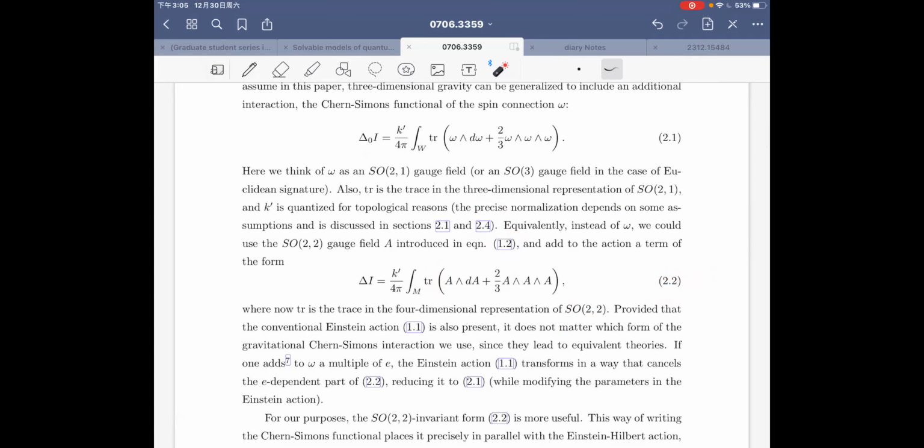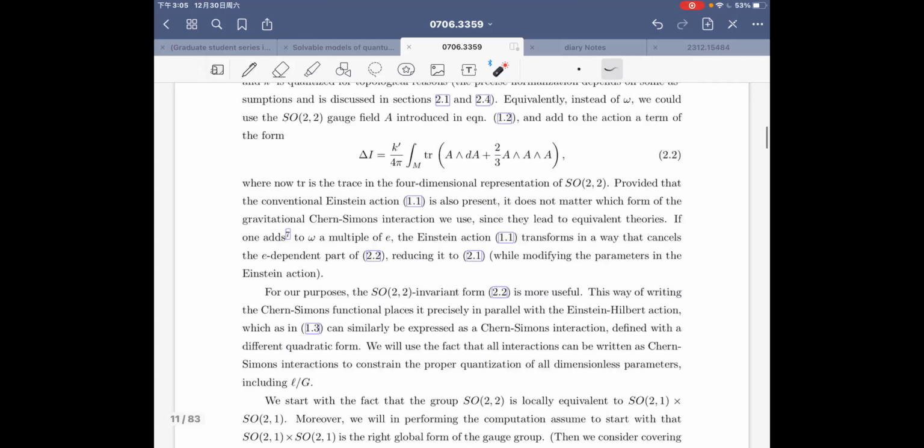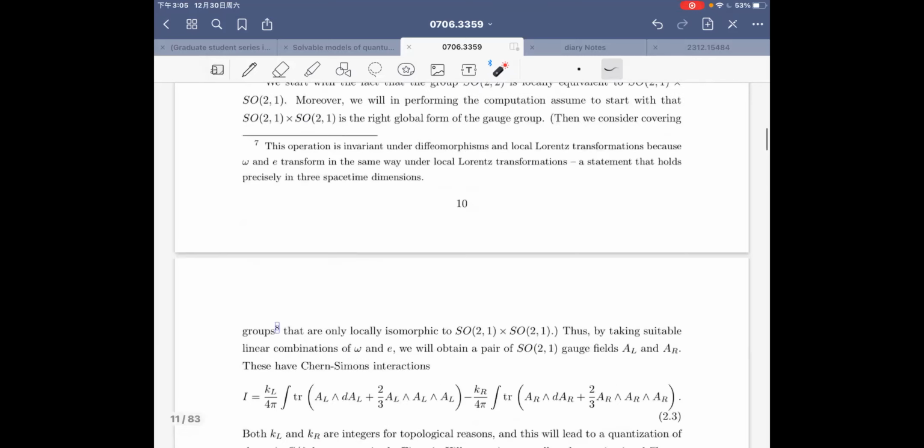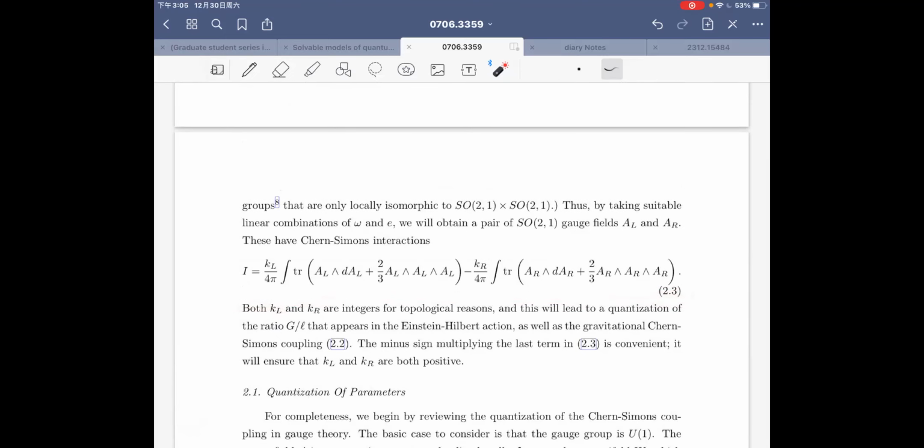Then it is worth noting that the SO(2,2) group can be decomposed into the product of 2 SO(2,1) groups. Okay, this is interesting. Thus, after a suitable linear combination, we can obtain this formula. Okay, this is a suitable linear combination of omega and E. We will obtain this formula. Ultimately, we want to compare the equation here along with the Einstein gravity to include a topological term.